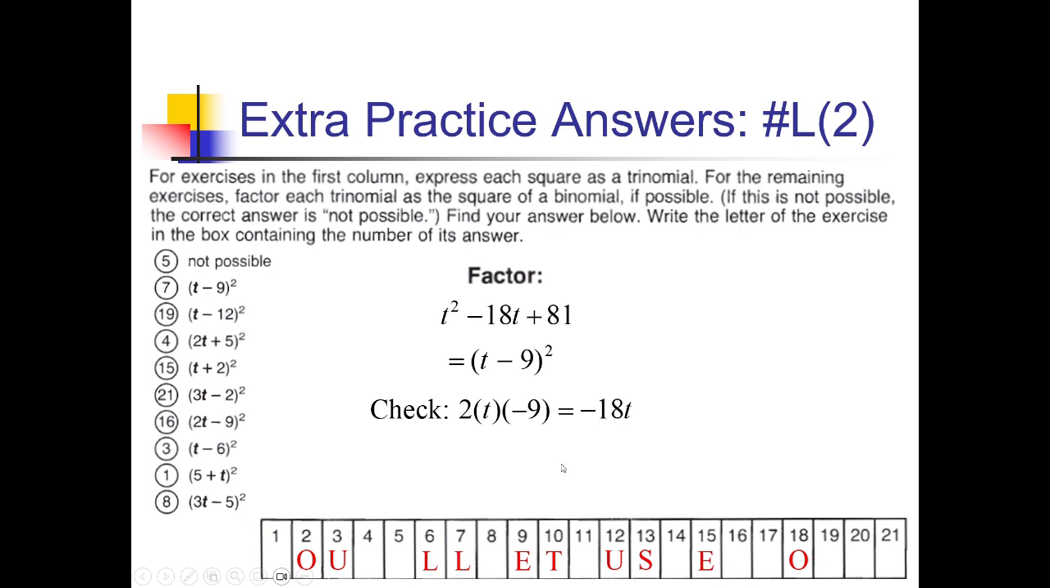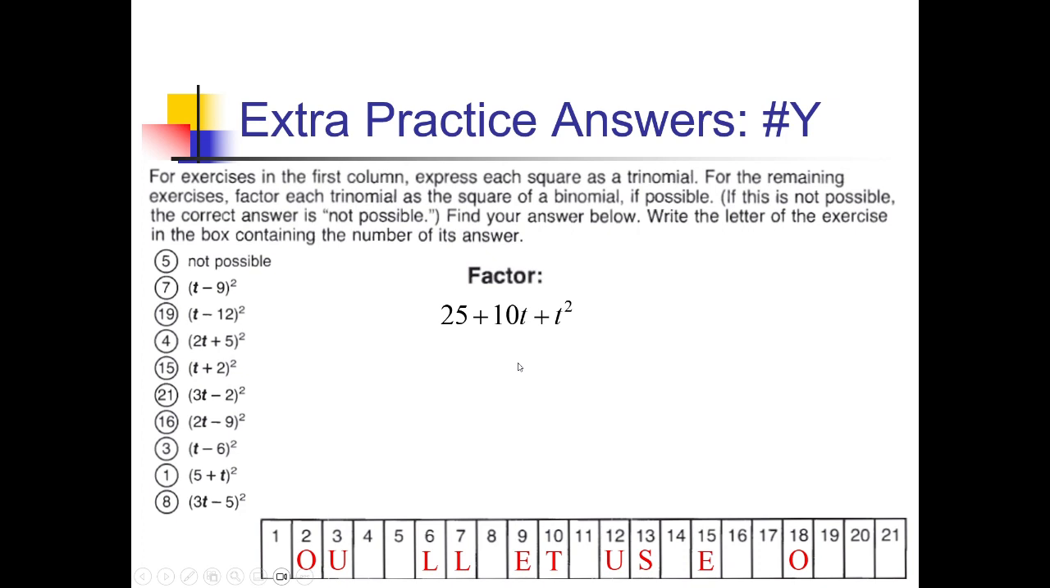There we are. On to this one. This is the only problem y of the whole puzzle. So square rooting the first thing gives us a 5. Last square root is going to be a t, and the middle term's positive, so (5 + t) squared. For the check, 2 times 5 times t, that's going to be 10t, which is what we wanted based on the original problem. So we're looking for (5 + t) quantity squared. That's right here, number 1. Number 1 then is a y.